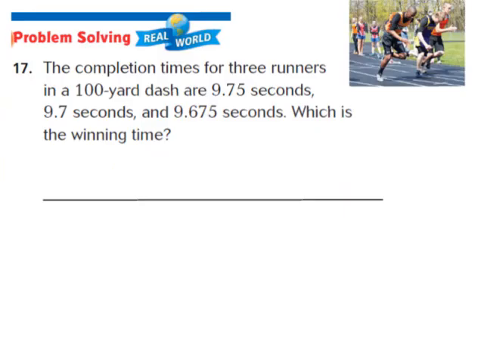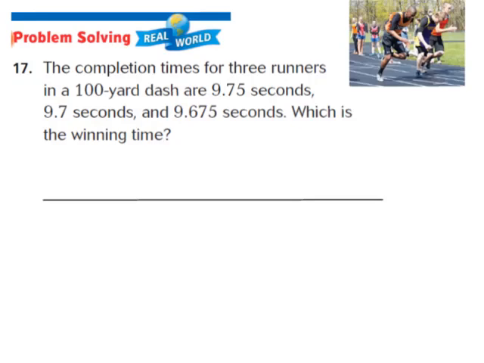Now, let's take a look at question number 17. It's one of our real-world problem-solving questions, and number 17 says, the completion times for 3 runners in a 100-yard dash are 9 and 7/500 seconds, 9 and 7/10 seconds, and 9 and 675 thousandths seconds. Which is the winning time?